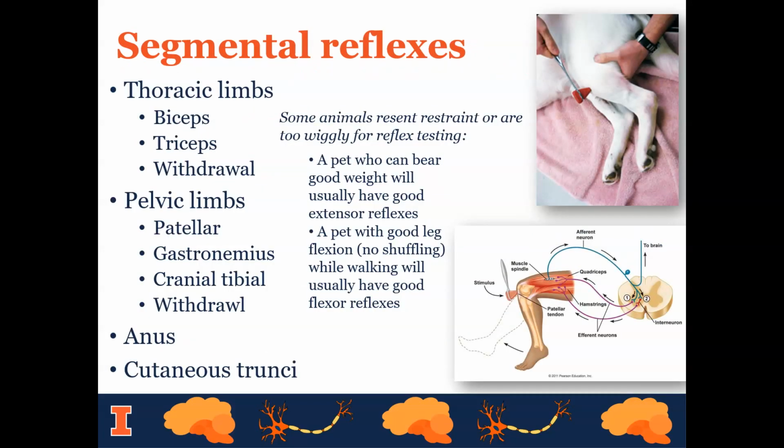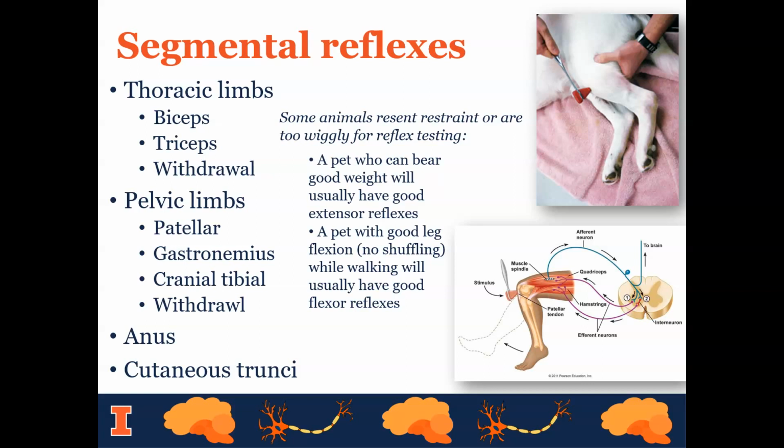So for segmental reflexes, ideally, I like to have a pet laying down with a good restrainer for these. This gives me the most accurate results for reflex testing and gives me an opportunity to get a good orthopedic exam at the same time. Even before you lay them down for this test, you've had a chance to watch them move around the room, and you should have a good idea of whether their reflexes should be normal or not. So any pet who can bear good weight and pick up their legs in that swing phase should have normal extension and normal flexion.